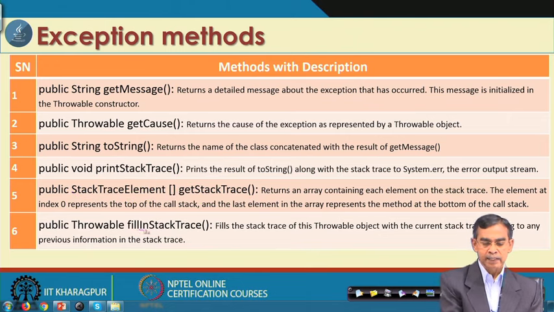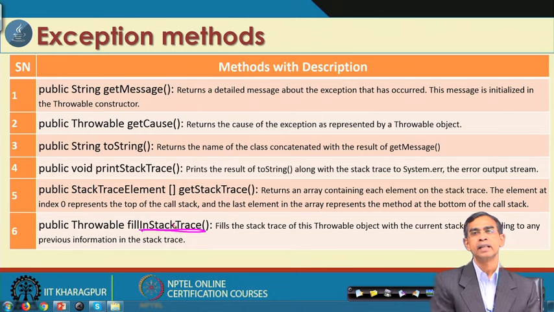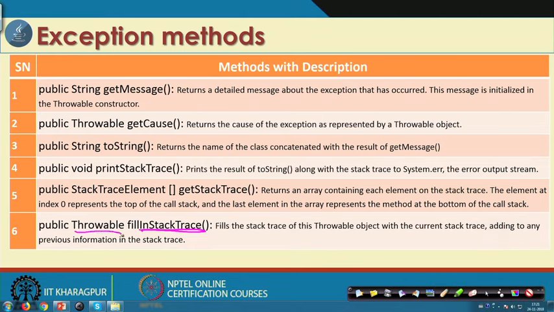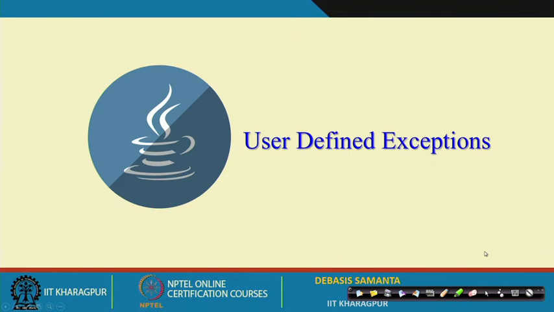And then fillInStackTrace also returns an exception object of this Throwable class. Whenever an exception occurs, it checks whether the stack is able to handle this kind of exception or not. So, this is a basic precautionary statement. These are the different methods which are there in the exception class.